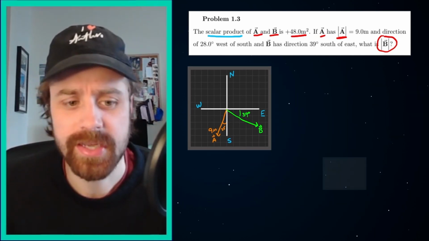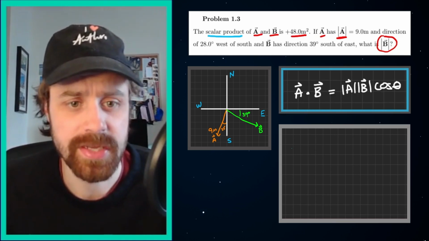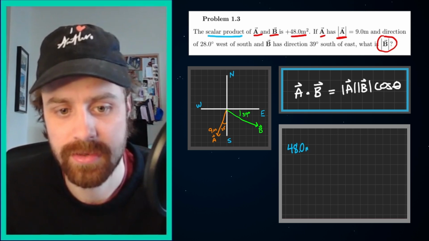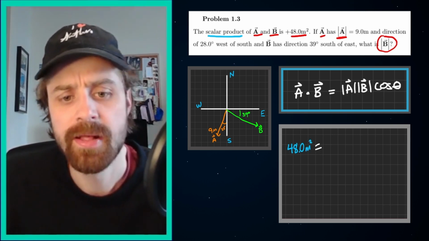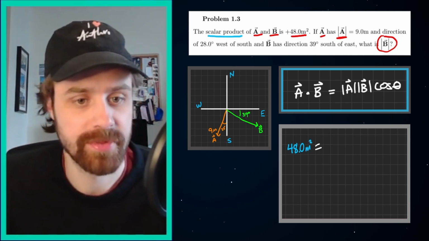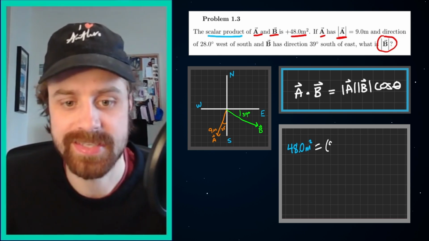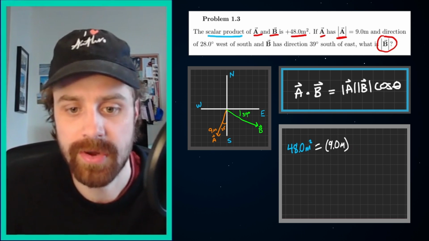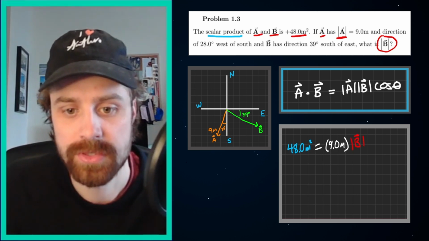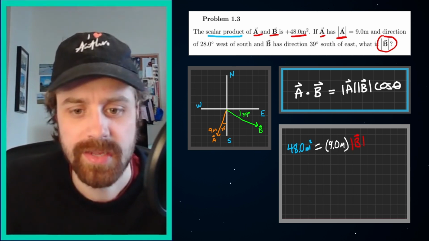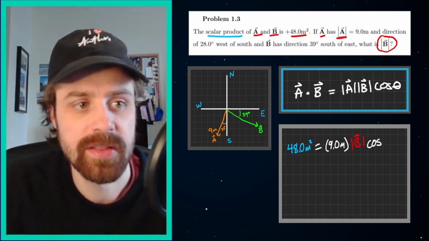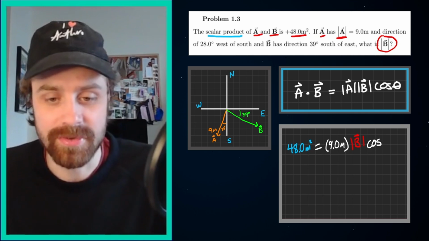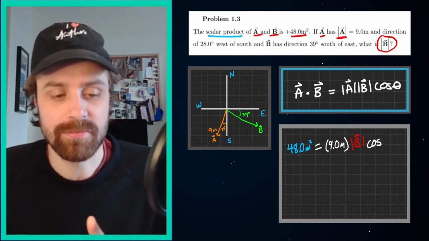First off, they tell us in the first sentence that the scalar product is 48.0 meters squared, which equals the magnitude of vector A, which they also tell us is 9 meters. So magnitude of B, we don't know what that is, but I'll write it in red so we know we're solving for this thing. Magnitude of B times cosine of the angle between vector A and vector B. Not immediately obvious, they don't tell us that number, but they give us enough information where we can figure it out.